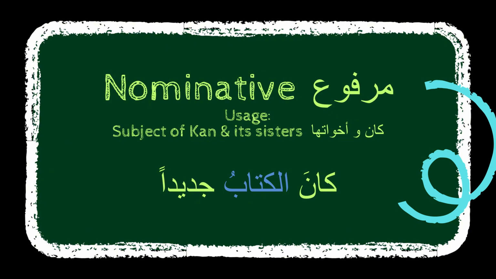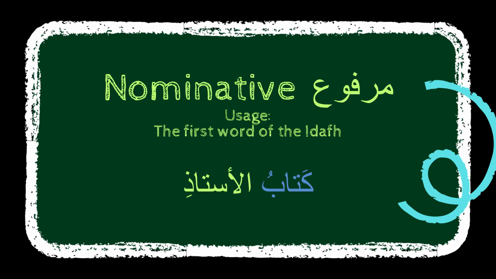The next usage of the nominative or marfu' is the first word of the Idafa. And in this channel, we have a video about Idafa, so I'll link it down below. But in this sentence, we have كتاب الأستاذ, which is the book of the teacher. Now, we see that كتاب, the first word, is marfu', it has a dhamma, and this is the first word of the Idafa structure. And it's always going to be marfu'.